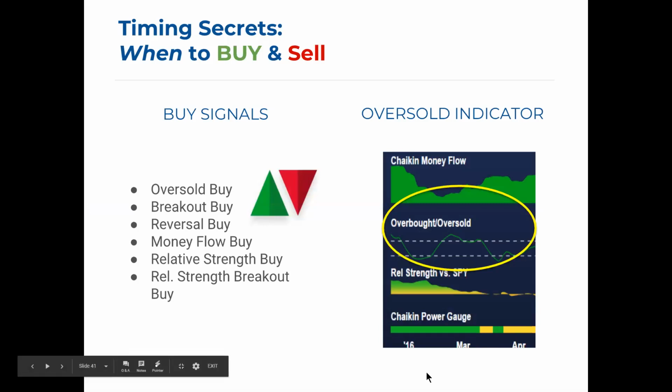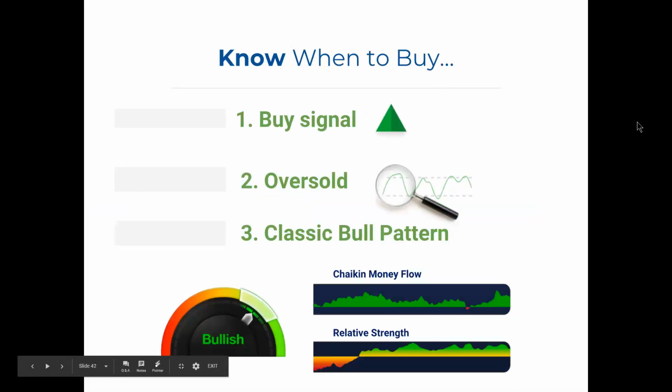So here's the criteria for when to buy. Let's break it down. And if you're following this in the workbook, this is on page, I think it's 13. It starts on 13, goes to page 15 of the workbook, where we go into these pattern methodologies of when to buy and when to sell.